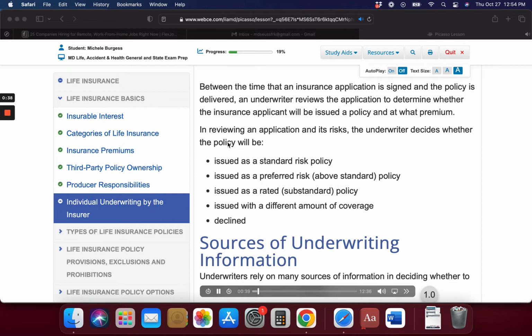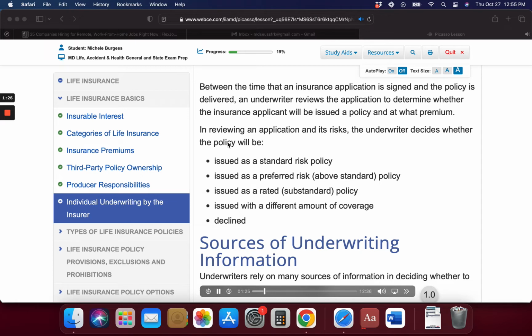Sources of underwriting information. Underwriters rely on many sources of information in deciding whether to accept or decline a risk, including the application, the agent's report, an attending physician's statement, APS, an inspection, credit, or consumer report, the MIB report, a medical exam, including an electrocardiogram, or EKG, treadmill test, or other examination by a physician, Department of Motor Vehicle, DMV, report, hazardous activity questionnaires, concerning activities related to aviation, scuba diving, auto racing, etc.